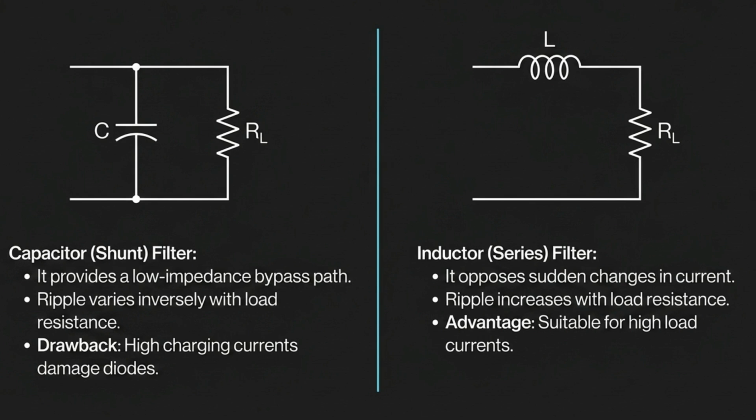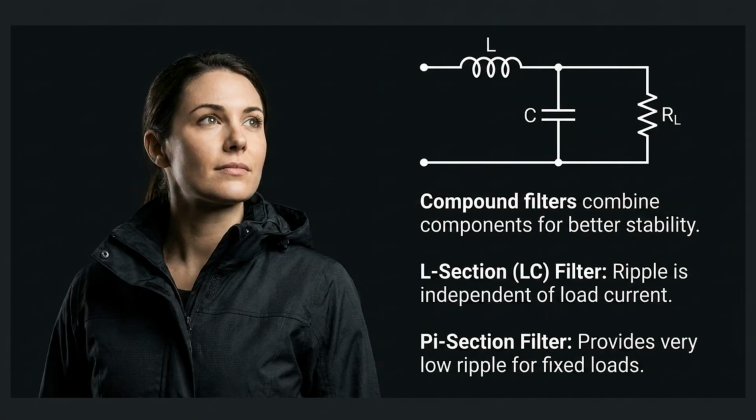The inductor, or series filter, opposes sudden current changes and is suitable for high load currents. Compound filters combine components for better stability. The L-section, or LC filter, has ripple independent of load current. The pi-section filter provides very low ripple for fixed load.